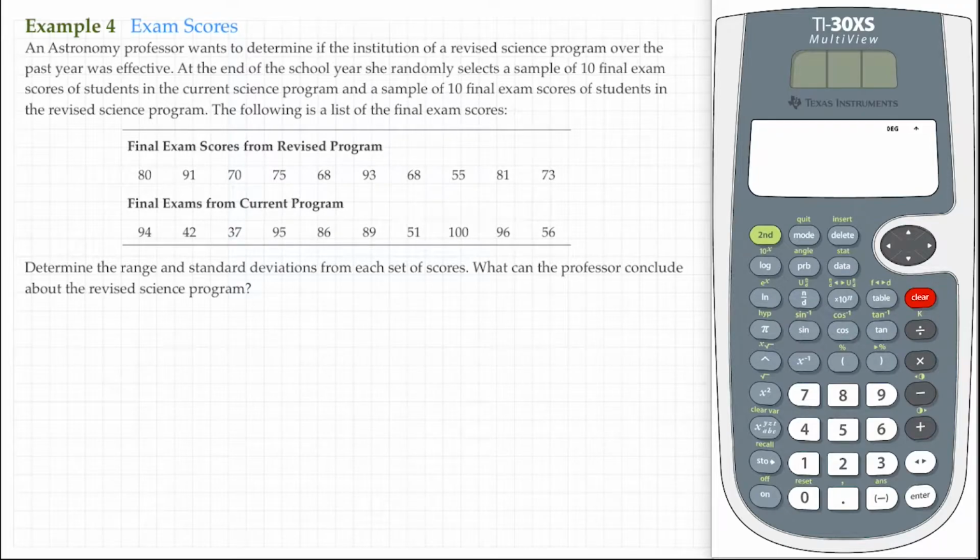So the question says determine the range and standard deviations from each set of scores, and then what can the professor conclude about the revised science programs? So the first thing we'll do is go ahead and find the range for each set of scores. The range is nothing more than the difference between the extremes, the difference between the smallest data value in a data set and the largest data value in a data set. And we'll label this as R for range.